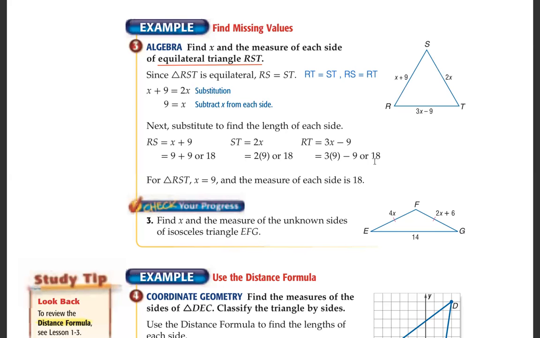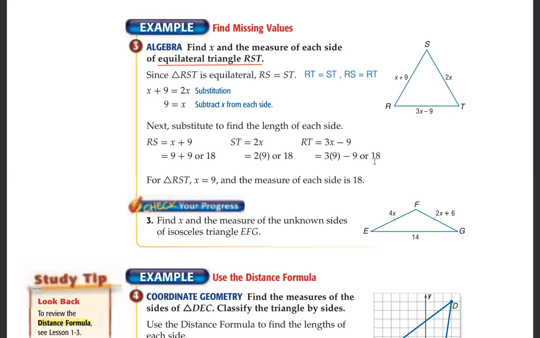So you may choose to solve them one by one, or you can solve one and then say ST equals 18, RT equals 18. You have to write it separately. You don't write your answer as RS equals 18 equals ST equals RT. You have to write your answer in three separate statements.